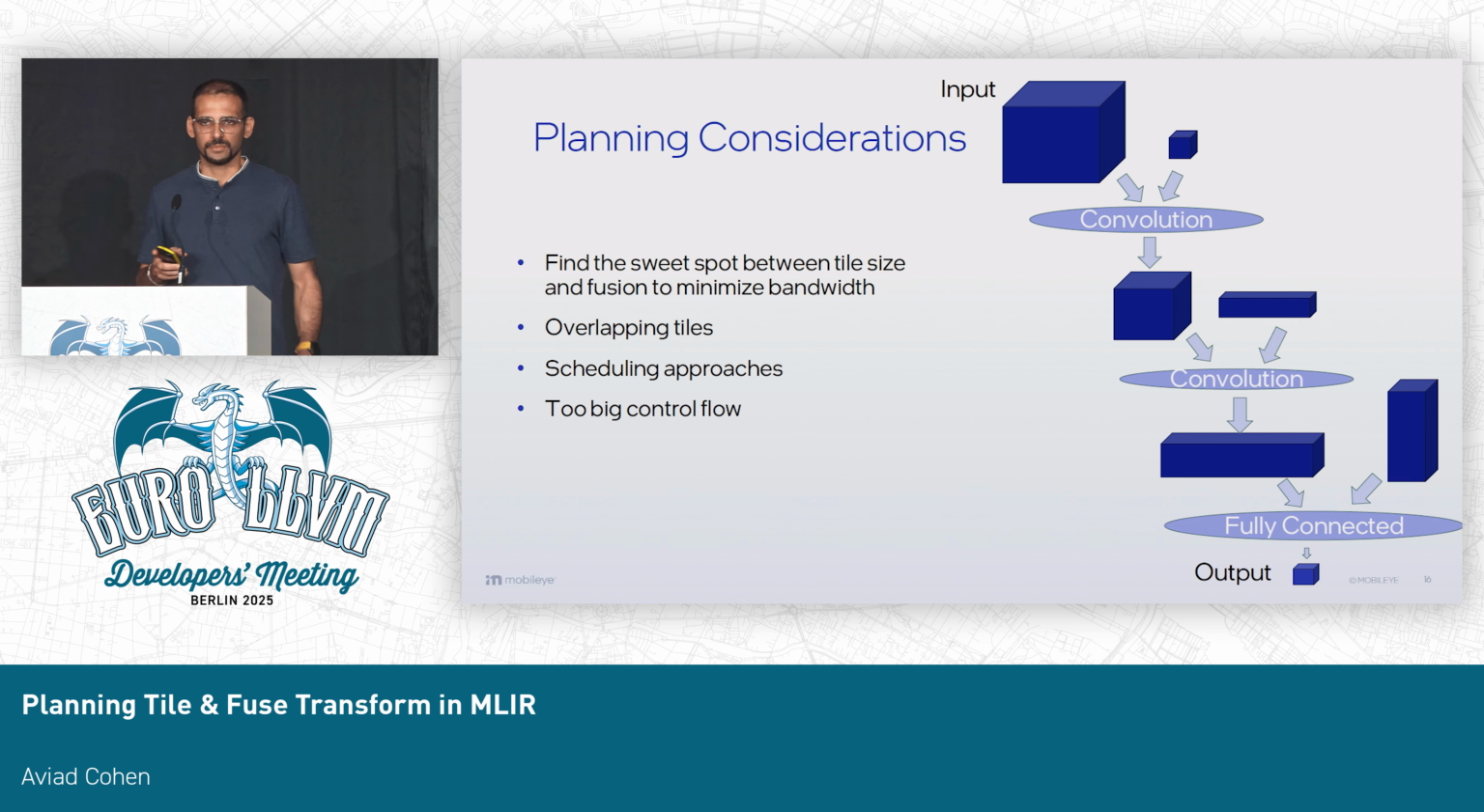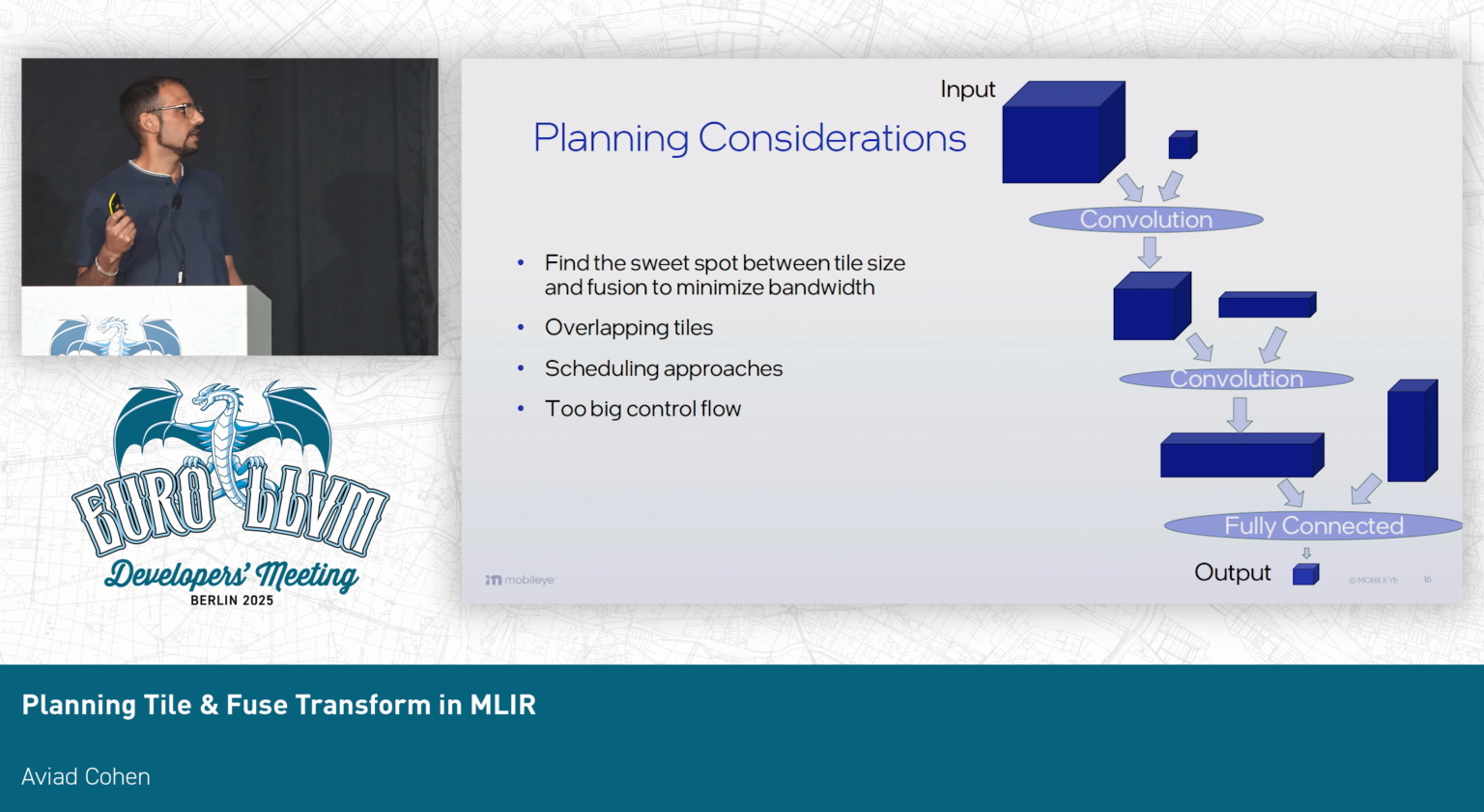But actually, the hard, or the good, optimization we can do is to find the sweet spot between horizontal tiling and vertical tiling. And this is not an easy task, because once we fuse some operations together, we may not fuse others, and selecting the tile size is not an easy task.